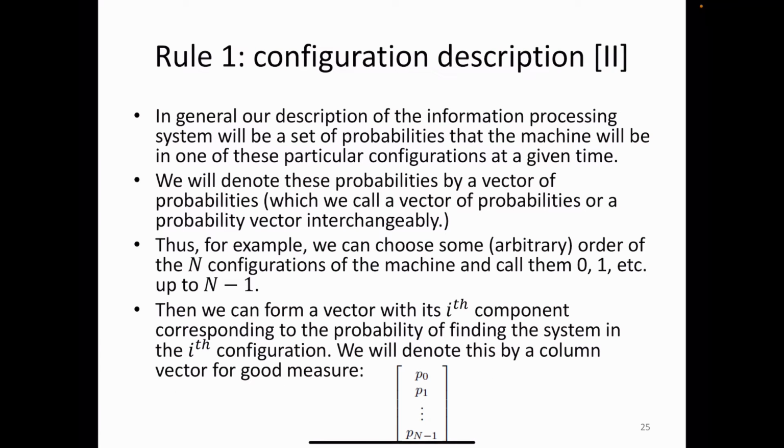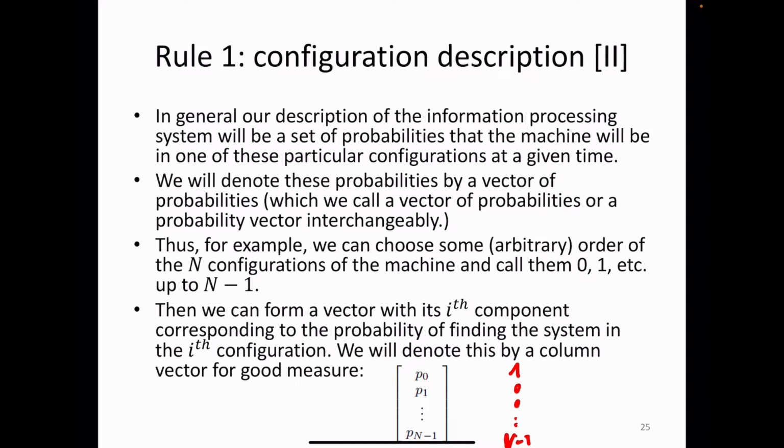Let's see. So in general, our description of the information processing system will be a set of probabilities that the machine will be in one of these particular configurations at a given time. We denote these probabilities by a vector of probabilities, which we see here on the bottom. Which is, in that case, p sub 0, which again is the probability of the state of the system being in that state. So for our basis vector description, it means p sub 0 that the system is in the configuration 1, followed by zeros.